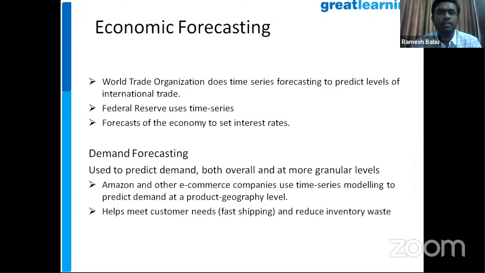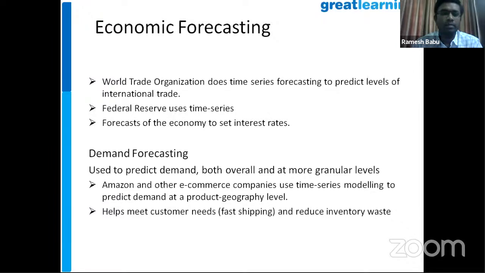So economic forecasting, right? What is economic forecasting? The World Trade Organization keeps predicting and forecasting how the GDP of a country will be. The Federal Reserve also does time series, evaluating what my reserve is, what my cash flow is, how it is going, how to predict the next 3 months of data and the next 3 months of the reserve value, and so on.